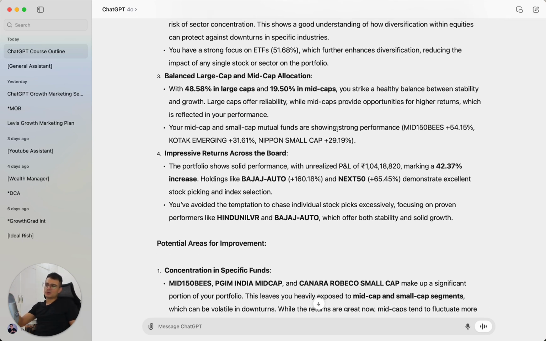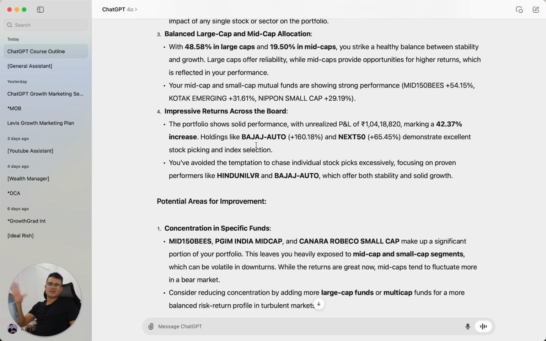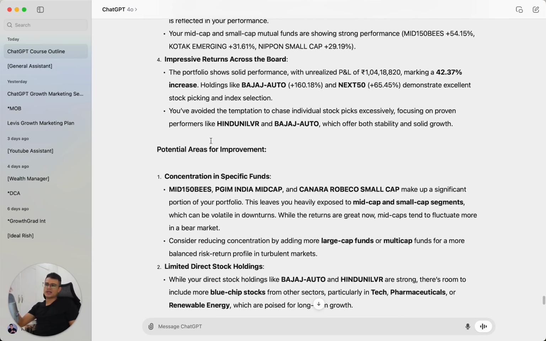Large caps offer reliability, while mid caps offer opportunities for high returns. Your mid cap and small cap mutual funds are also showing strong performance. Impressive returns across the board. This is not so important because returns, it could be negative, it could be positive. It's just a time thing. But if you're holding for the long term, it's really not important. You've avoided the temptation to chase individual stocks.